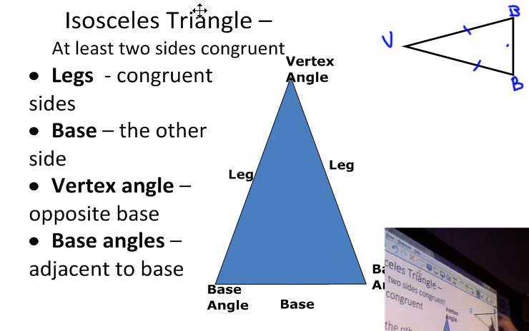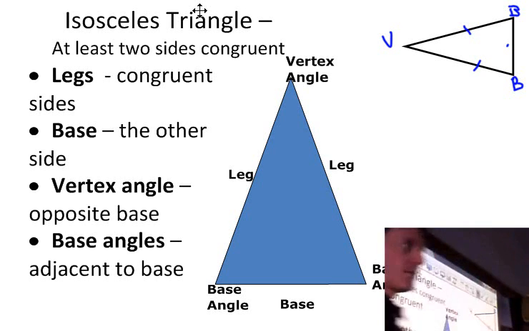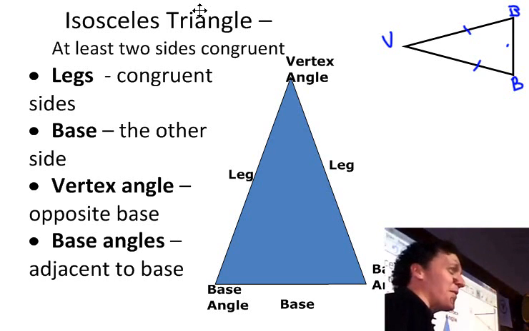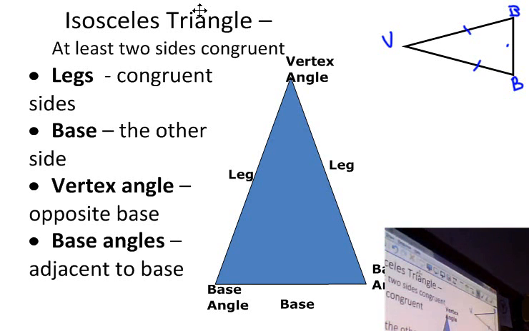I wrote another one up here on the top. Sometimes they're sideways, sometimes they're upside down. Sometimes they can be whichever way they want to be. But the two sides that are congruent, those are the legs. Then the base, that's the other one, the third side, the one that's not congruent. If you go from the base all the way to the other side, to the vertex, that's your vertex angle.